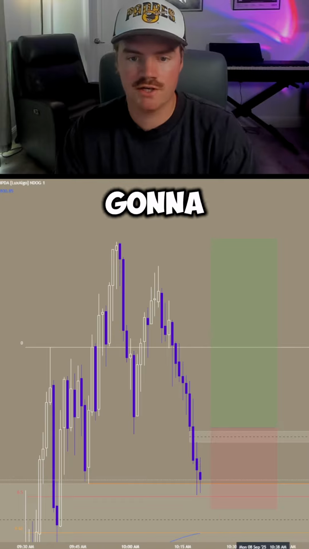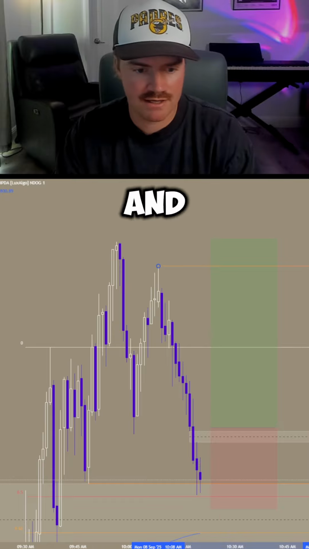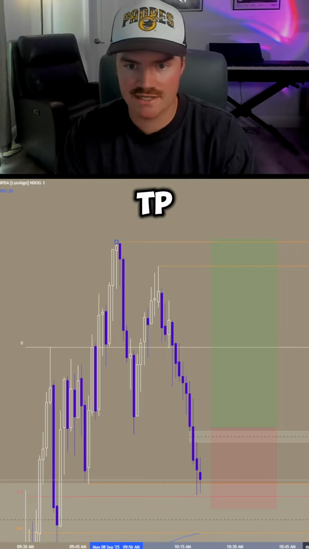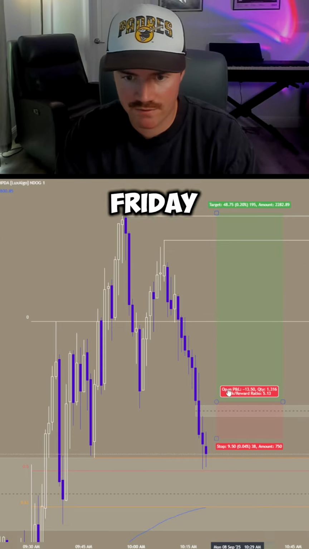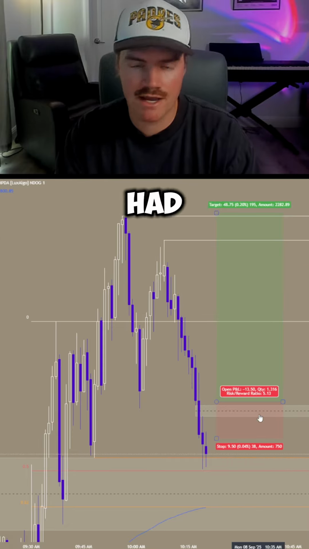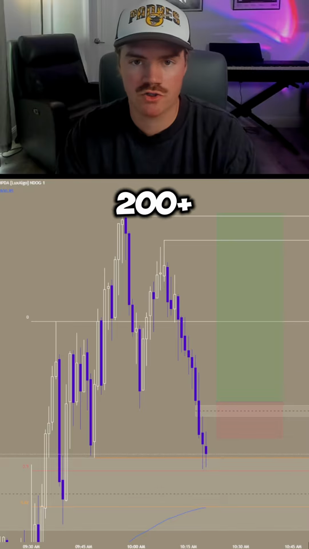So I'm just going to chart out the highs up here like that, and those are going to be my first and second TP targets. All I do is keep my stop below the wick of that bearish fair value gap candle. So on this trade, I literally had a 40 tick stop for a 200 plus TP.